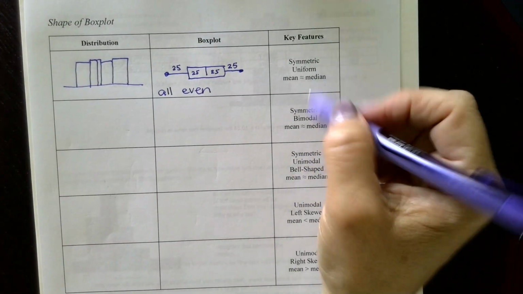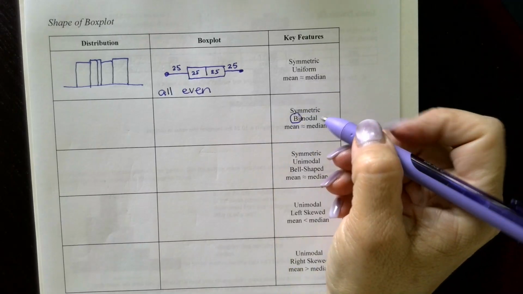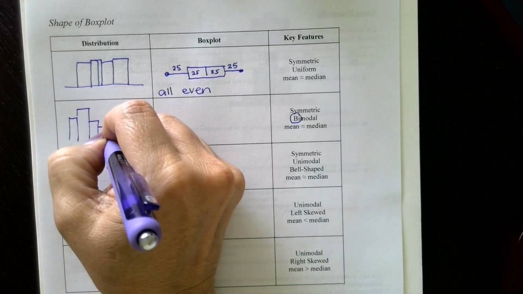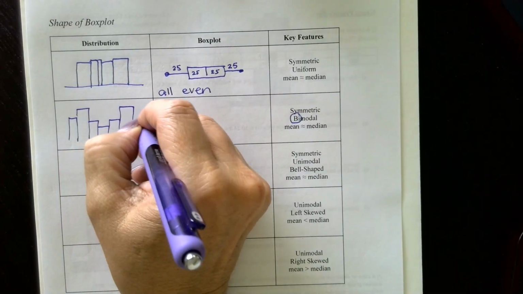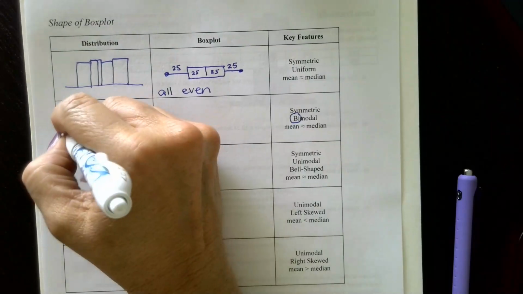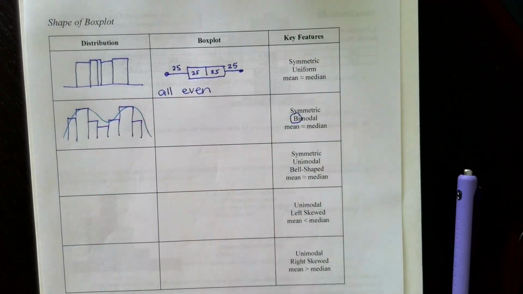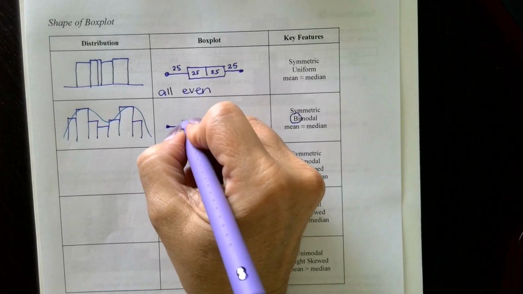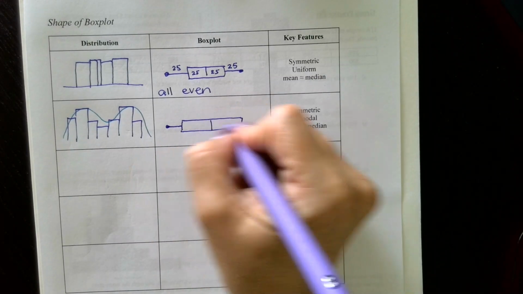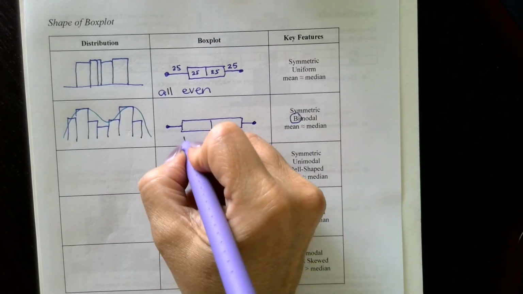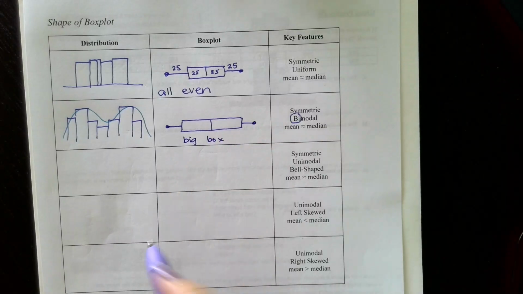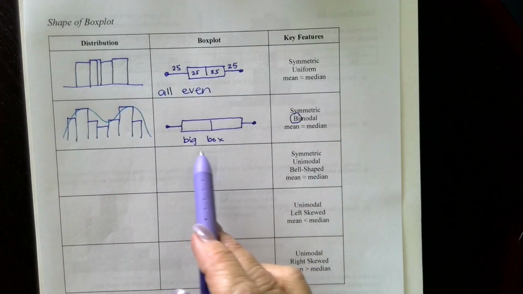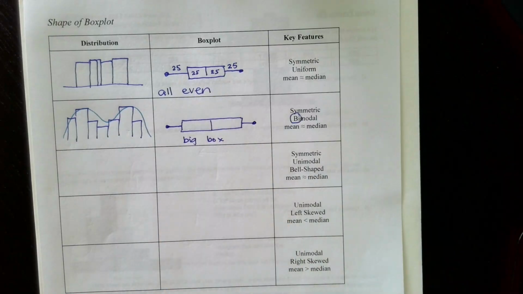If I have something that's symmetric but bimodal, it could look like this maybe. And if we looked at this with a rolling graph, it would look like this. So this is bimodal, and the box plot looks more like this, with a big box. The little parts on the ends are still 25%, everything's still 25%, but this box is much bigger than it is when it's even.